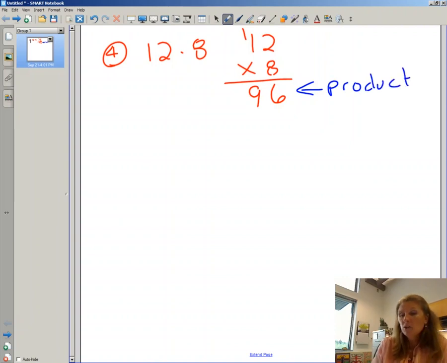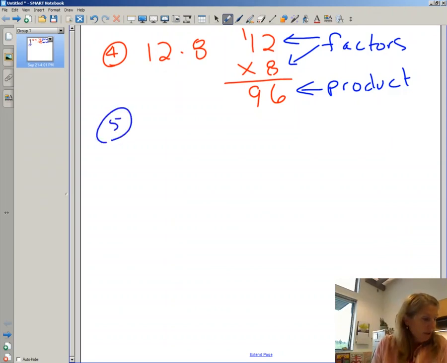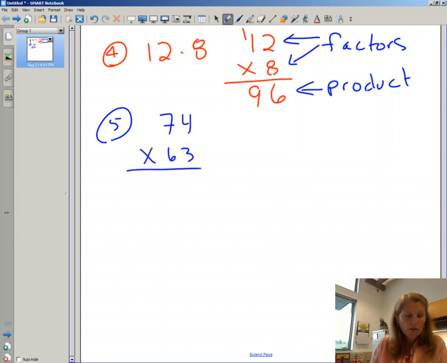That's the answer to a multiplication problem, is a product. 8 and 12 are called what? Factors. So we have the factors that make the product. The next problem looks something like this, 74 times 63. Bigger numbers, double digits, it just requires that you multiply more than once.